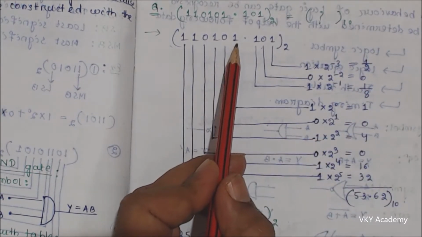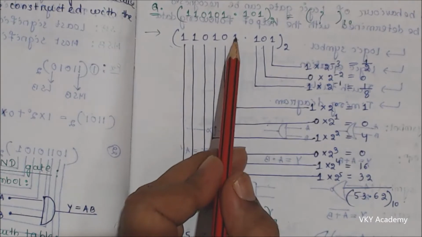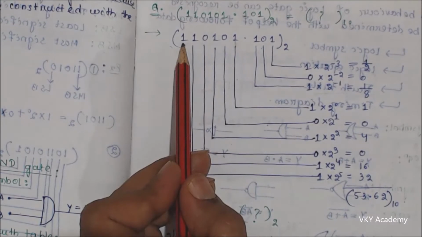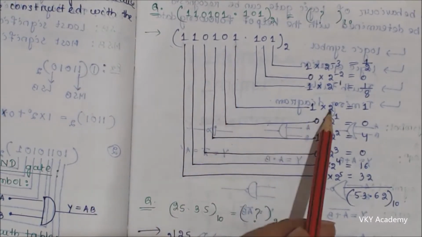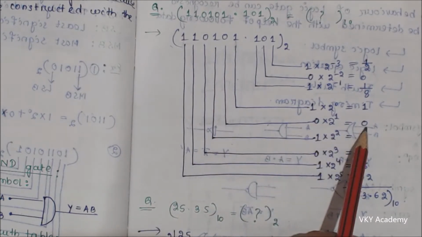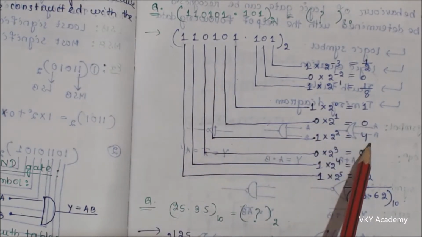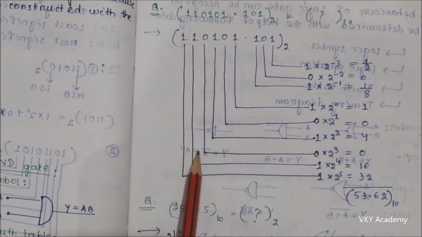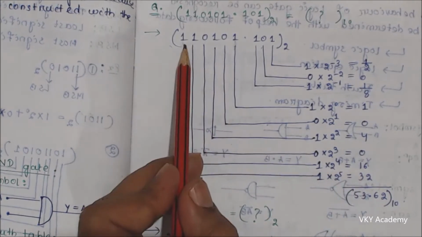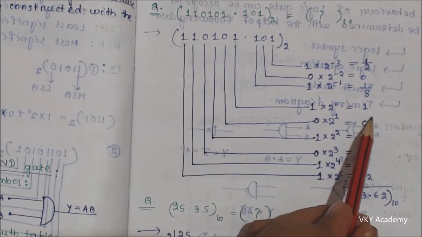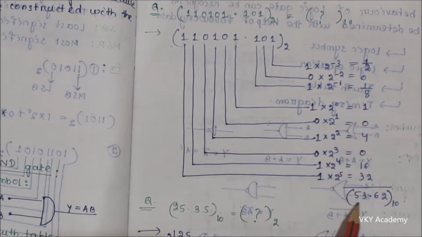So let us calculate for the whole number part. So this is my LSB and this is my MSB for the whole number part. So this can be written as 1 into 2 to the power 0, which is 1, then 0 into 2 to the power 1, which is 0, then 1 into 2 to the power 2, which is 4, then 0 into 2 to the power 3, which is 0, then 1 into 2 to the power 4, which is 16, and at last 1 into 2 to the power 5, which is 32. Once I add up all these values, I get the result, which is 53 for the whole number part.